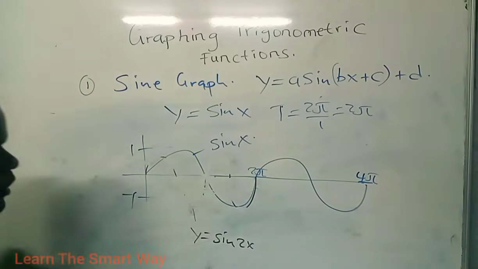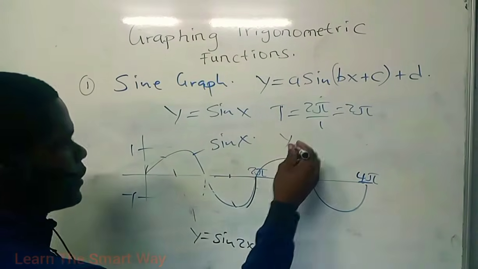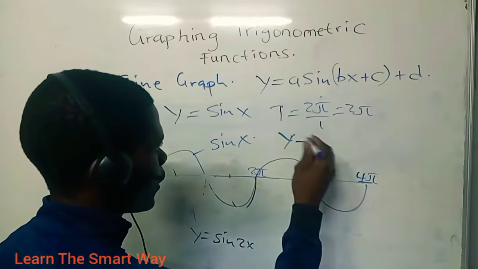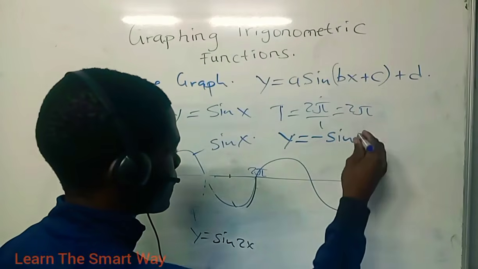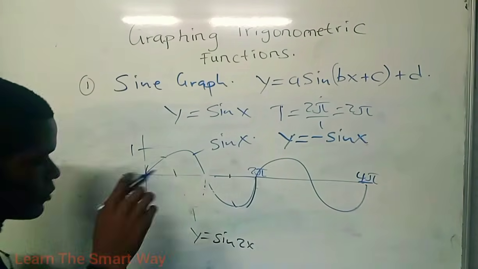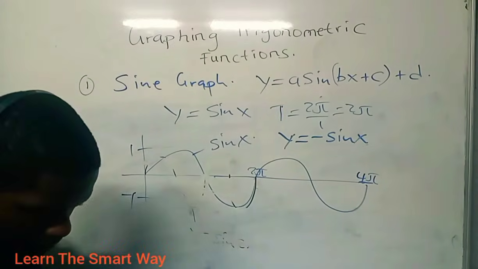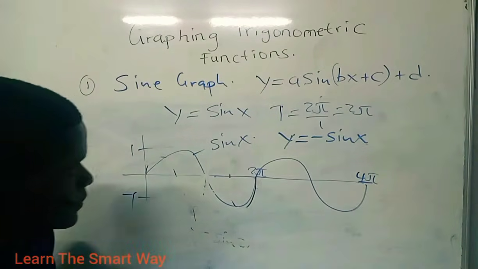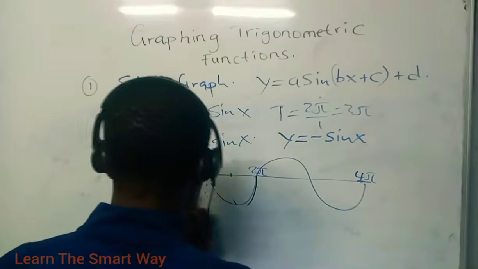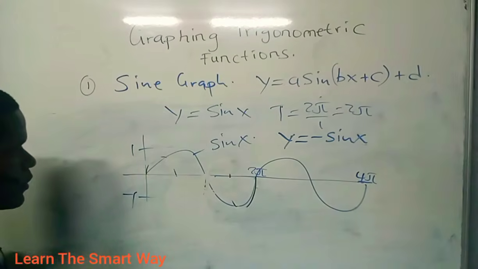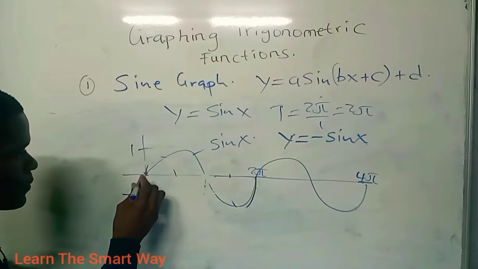So now, let's say I say y is equal to negative sine of x, negative sine x. How different is it going to be? So the only difference is that there's going to be a mirror there. Okay. So this point will be the same.